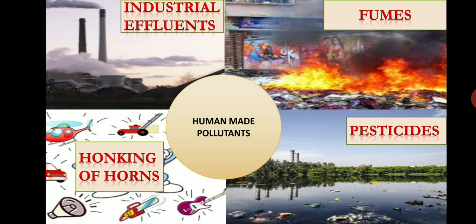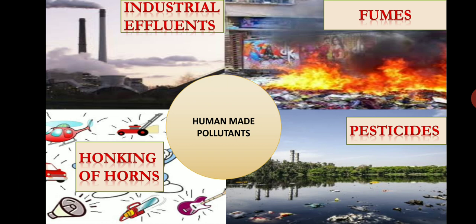Then you have fumes. Fumes means smoke. Some smoke we can see, some smoke we cannot see. What we can see is the smoke when we burn something. But we also have smoke from the exhaust pipes of our vehicles, so that is also giving out fumes. Apart from that, you have pesticides and honking of horns, so noise pollution. So basically all these are human made pollutants. These are causes of pollution that are caused by humans.